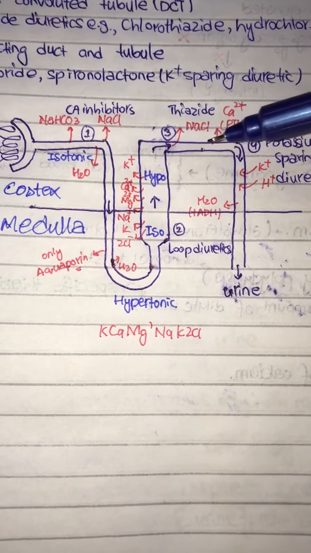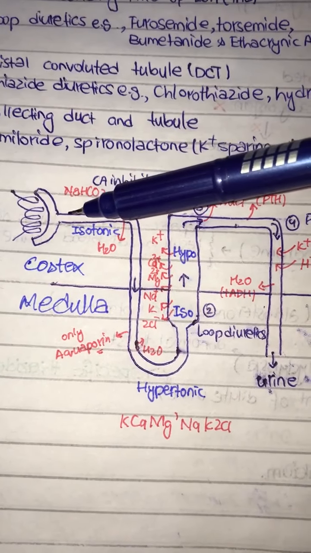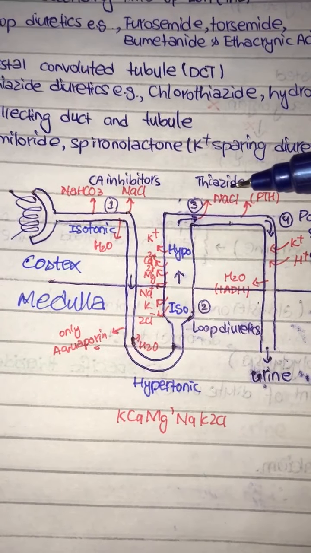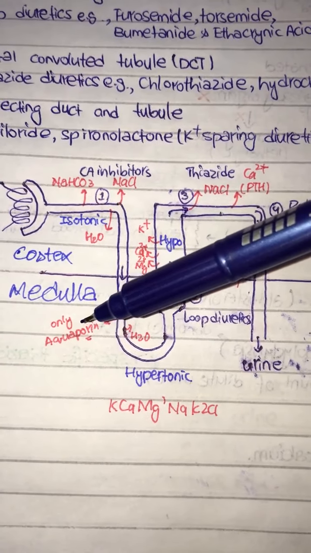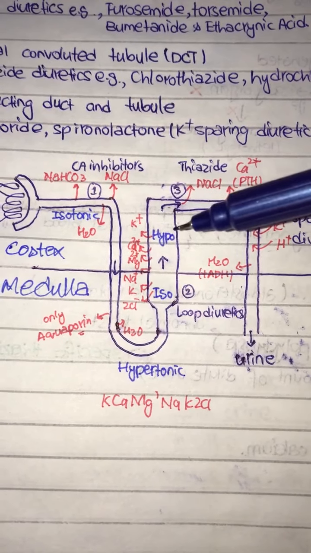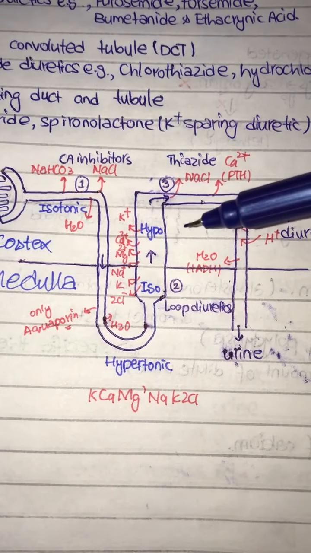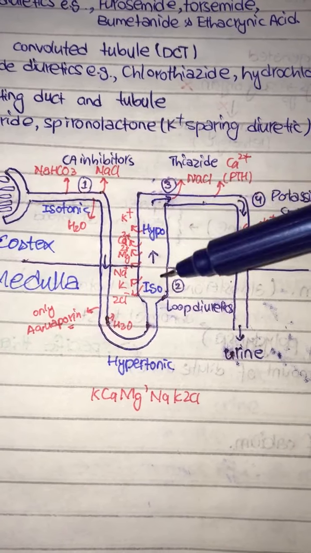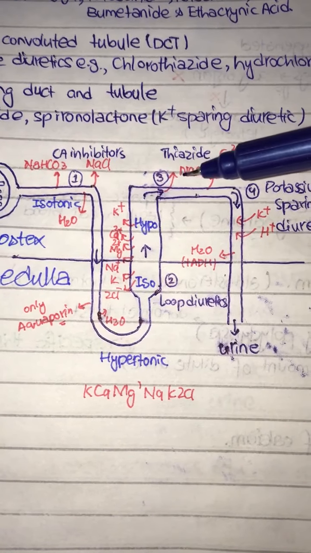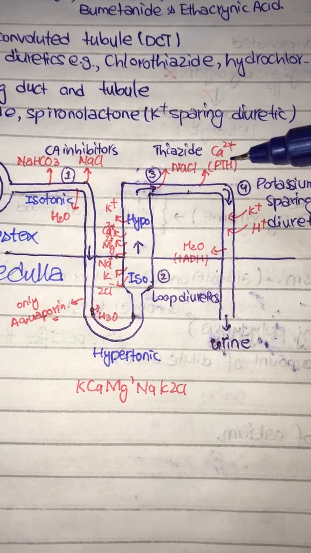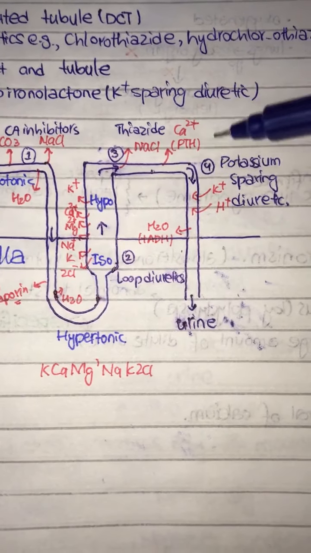Moving to the next, we have the distal convoluted tubule. This is the proximal convoluted tubule, and this is the distal convoluted tubule. Here thiazides act. As there are no aquaporins, there will be no water reabsorption, because there are no water transporters. So in this portion, only sodium chloride will be absorbed, and calcium will be reabsorbed under the action of parathyroid hormone, PTH.